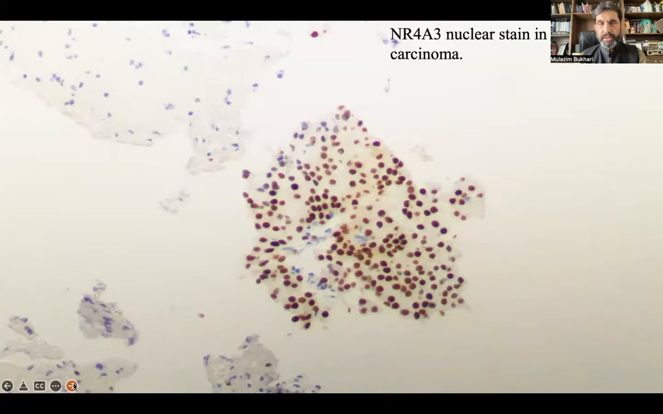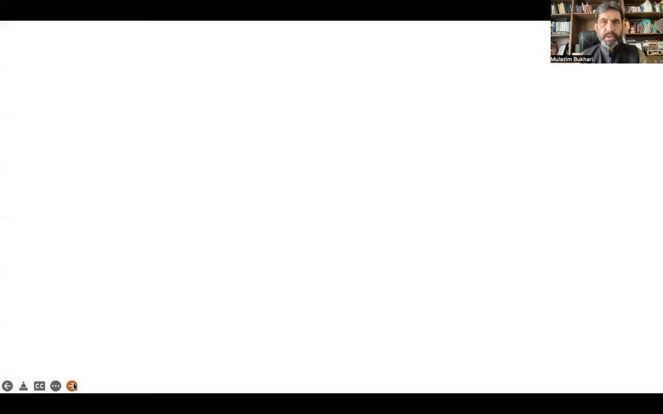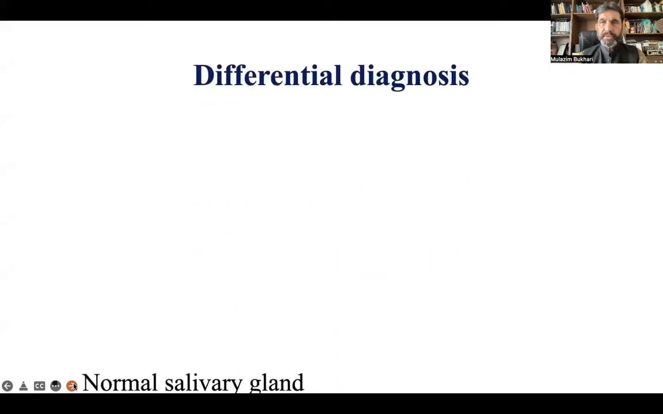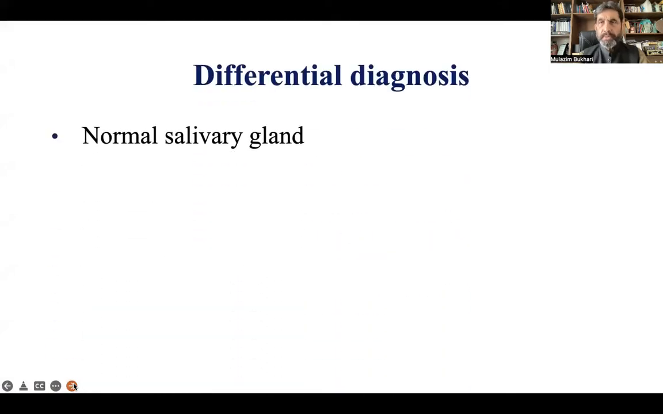Another beautiful marker is NR4A2. This is a nuclear stain, positive in this tumor, and it is negative in other tumors. Differential diagnosis: because the cells are small, it can be confused with normal salivary glands.